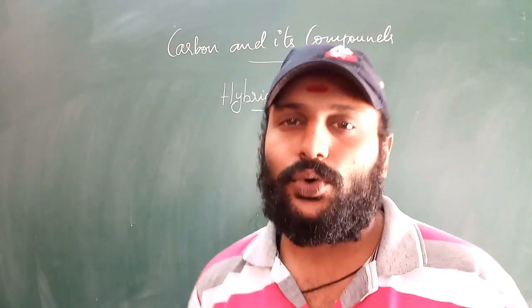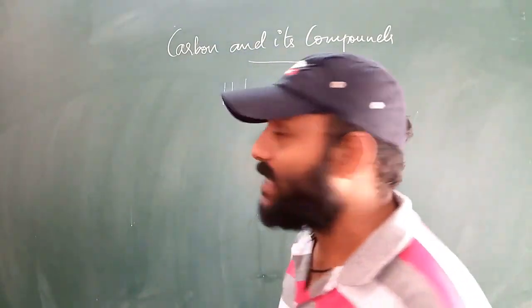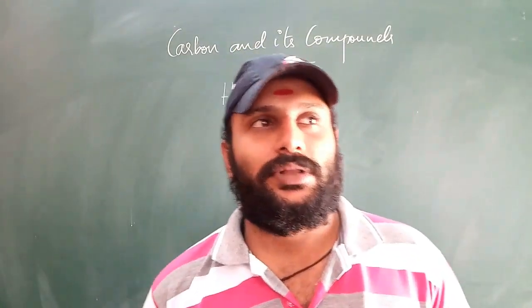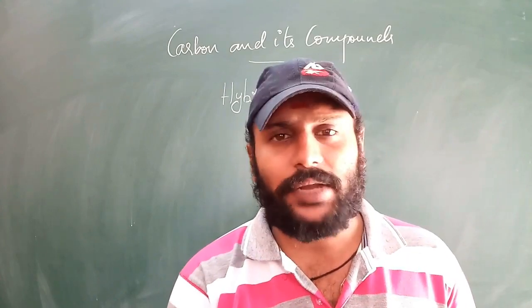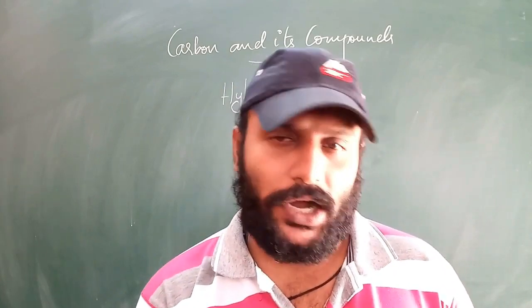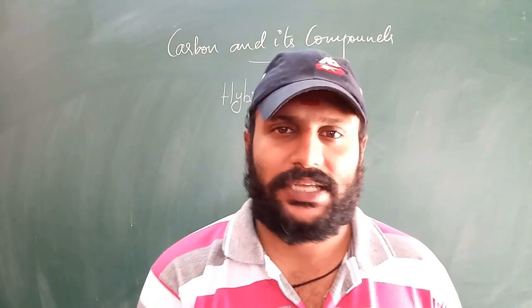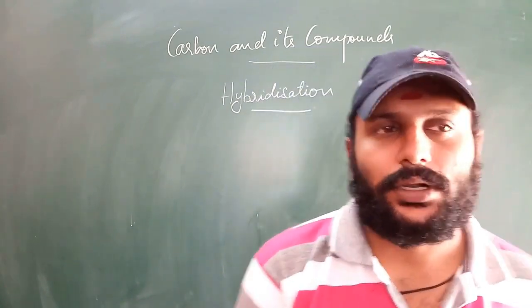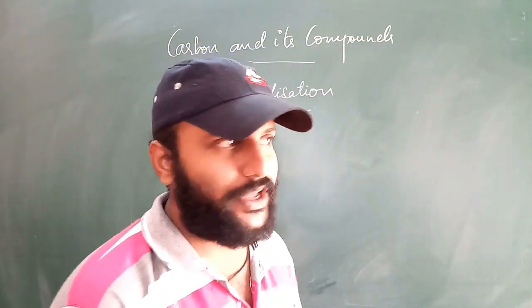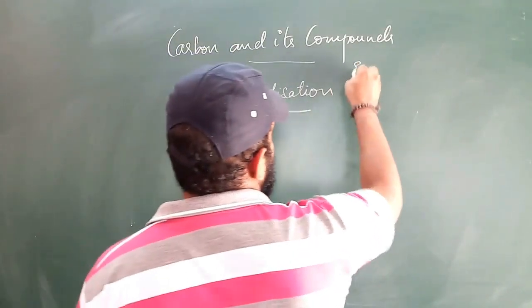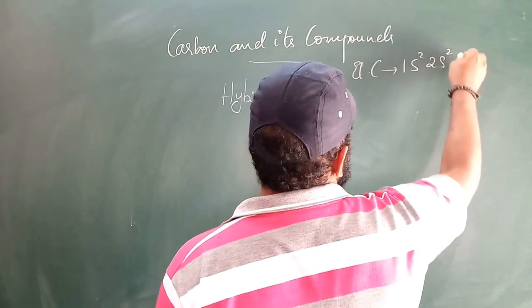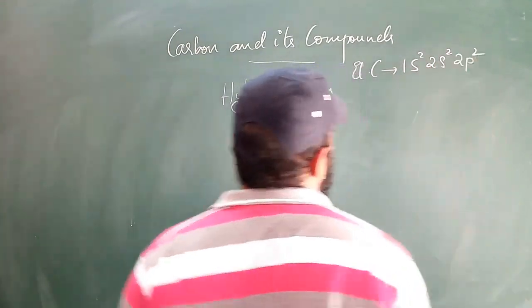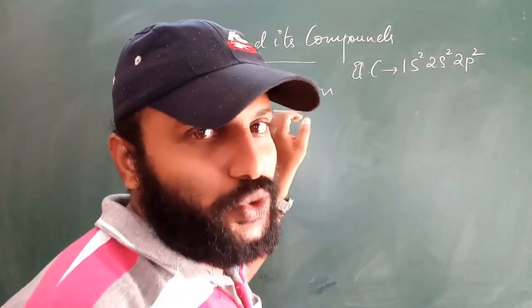Hi everyone. So we were discussing carbon and its compounds. In the last part, we discussed that the atomic number of carbon is 6, so its valency is what? 2. If you write the electronic configuration, what will you get? 1s2, 2s2, 2p2.